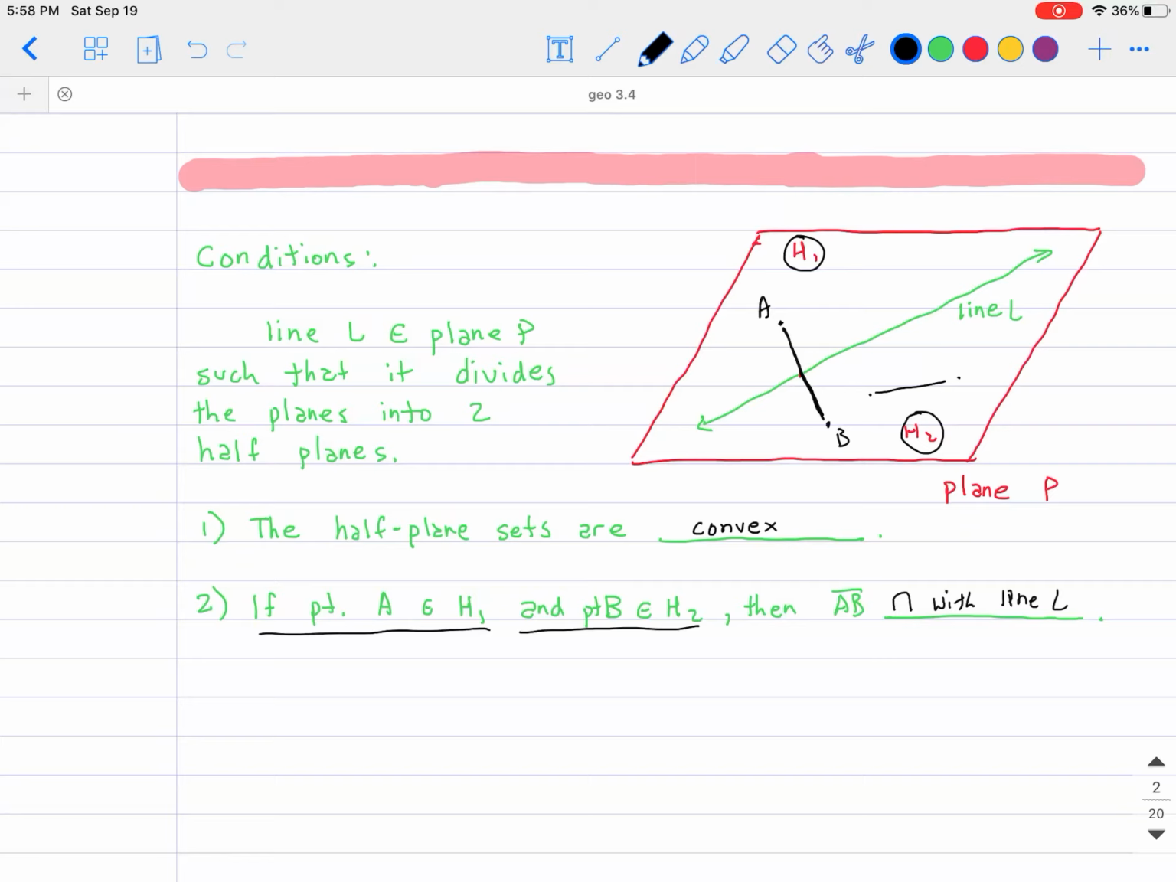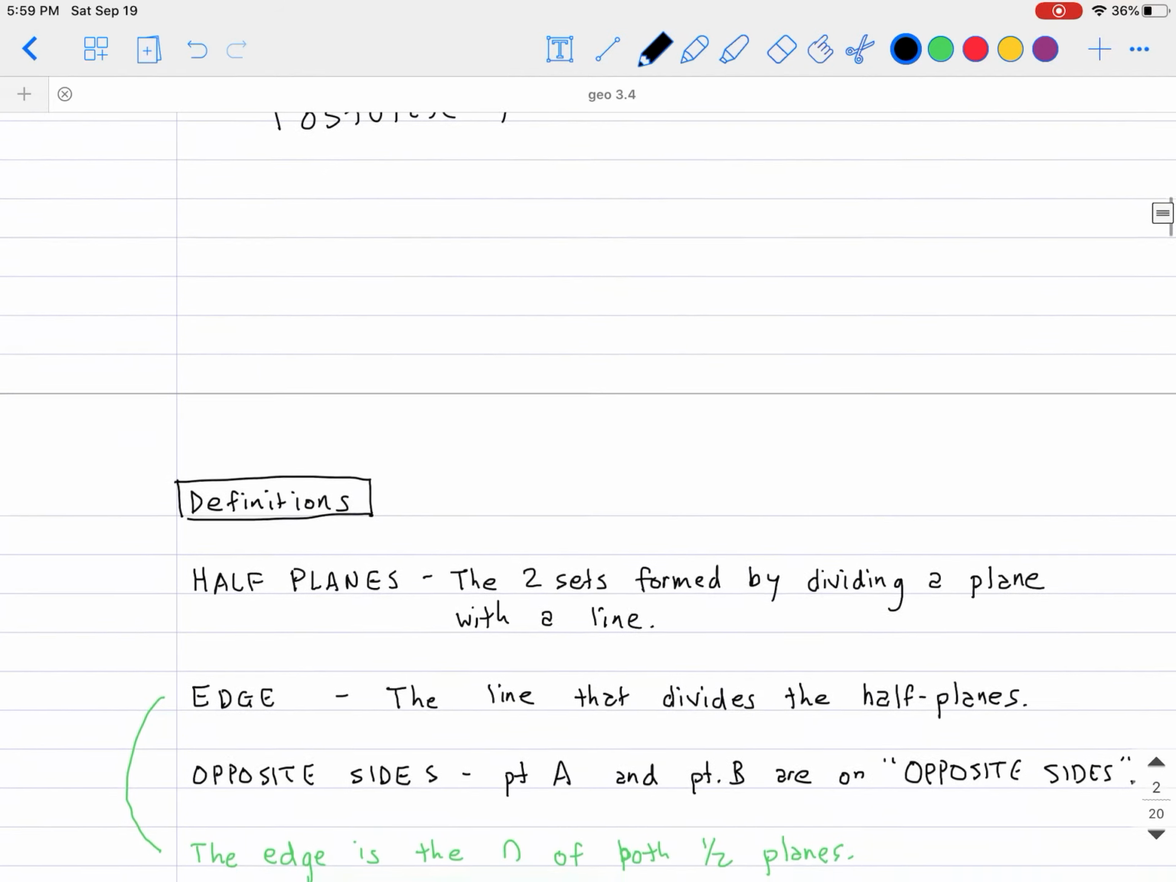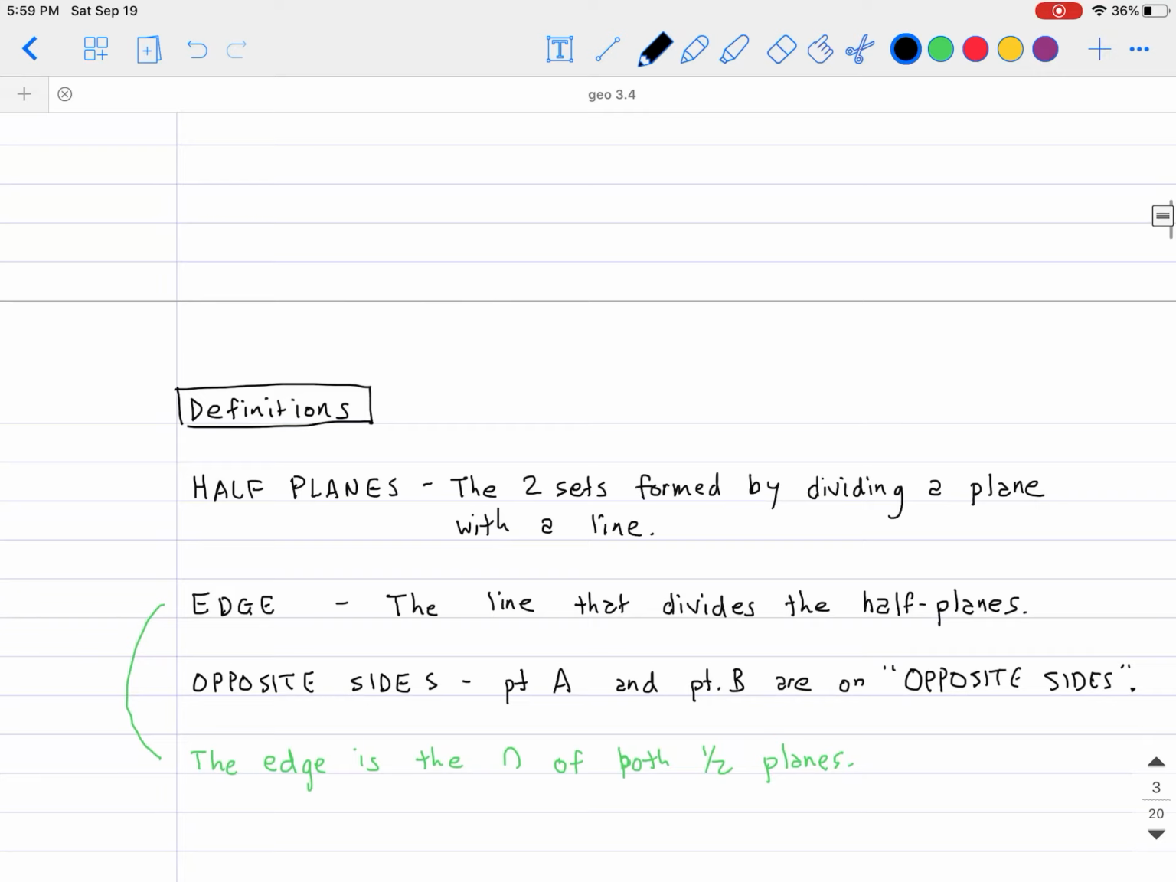Okay, and you can go ahead and give that point a name if you want, but it's just going to be an intersection then. So this right here, that is what is known as postulate number 9. So we're definitely going to be using that in the near future. Now, what I want to do is go ahead and define some of these things that we just said.